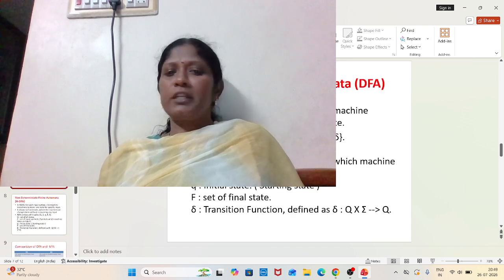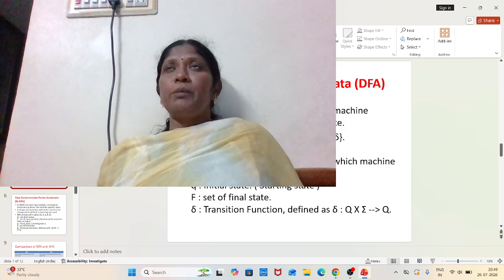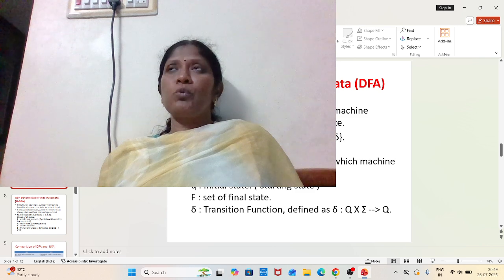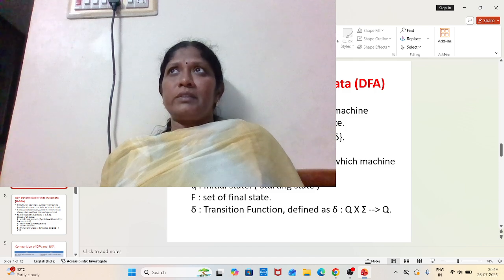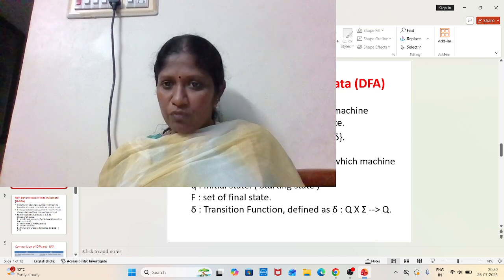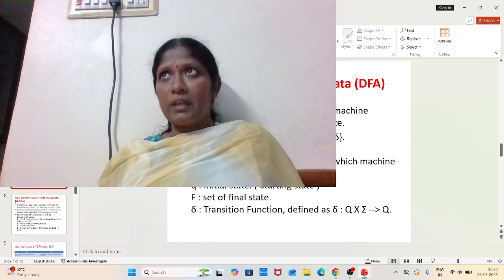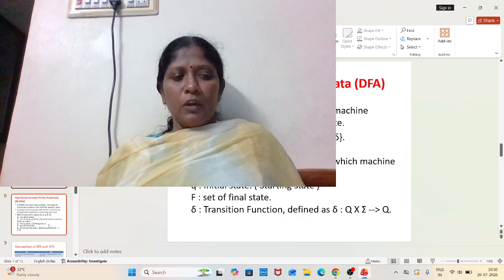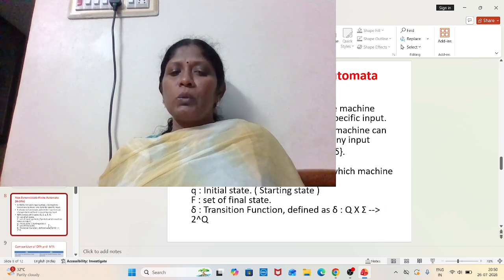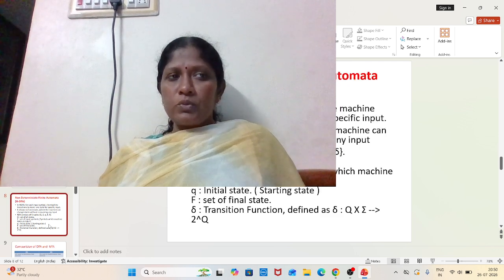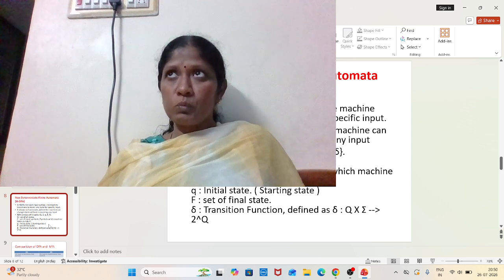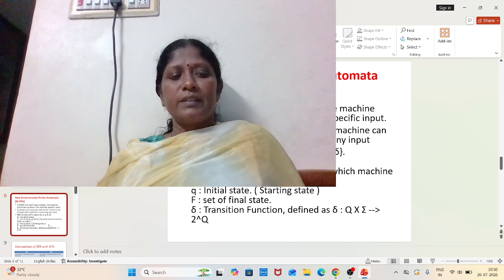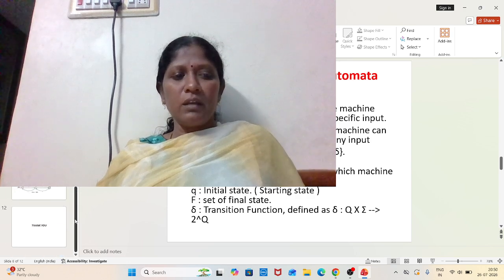Deterministic finite automata. Deterministic means the control moves from one state to another state for each input symbol. Simply, the machine moves from one state to another state by receiving the input symbol. Non-deterministic means the finite control moves from one state to another state for each input symbol, but sometimes it moves to more than one state for each input symbol. This is the main difference between NFA and DFA.